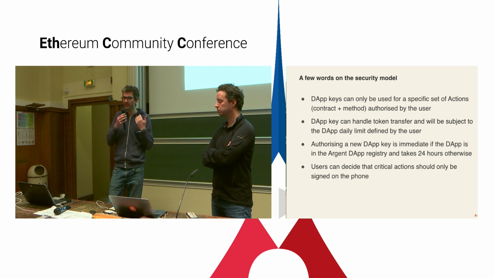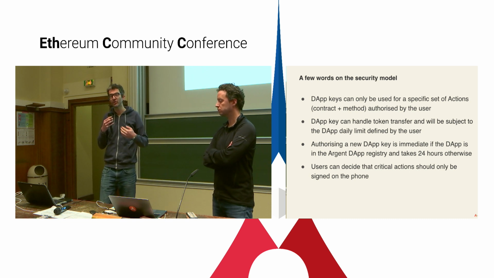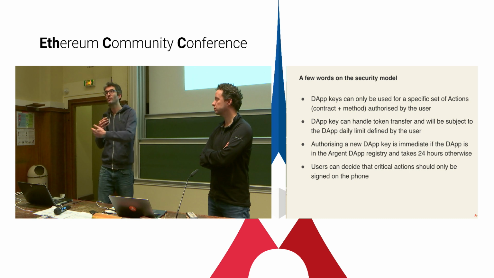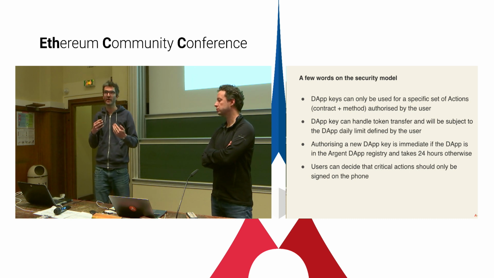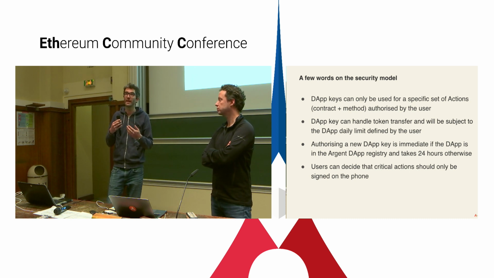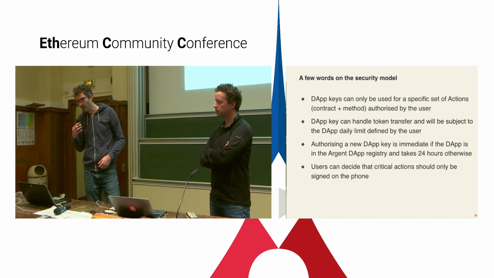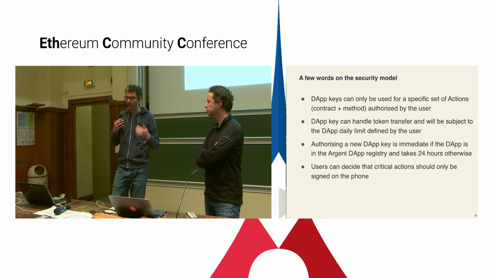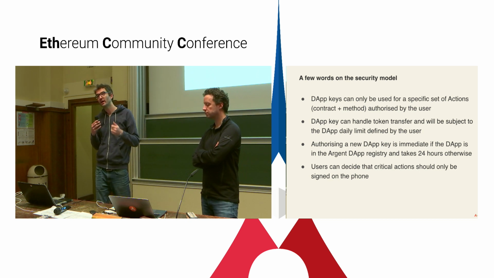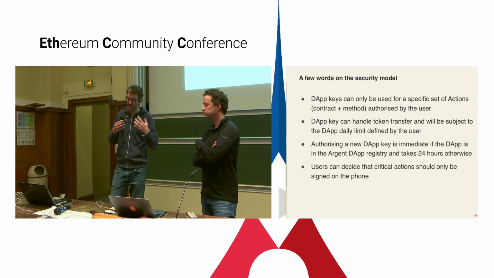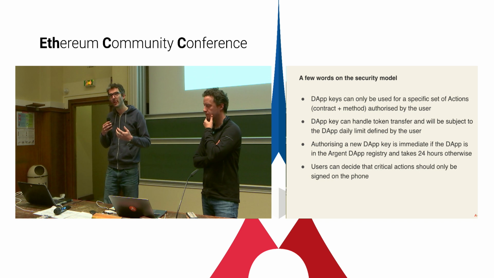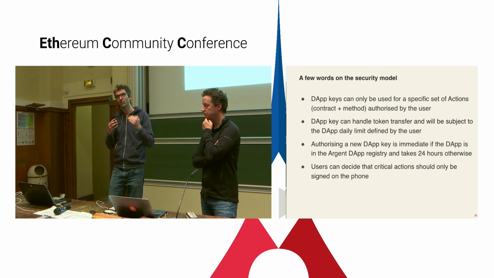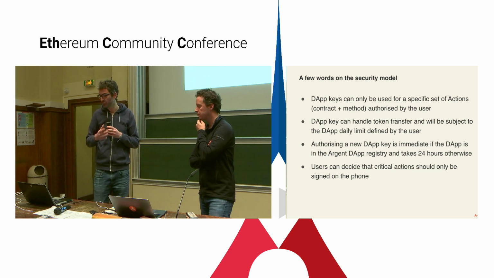So for the moment, we have this dApp registry, which is owned by Argent, but of course, we would love that to be a community effort, because we shouldn't be the one to decide what's a trusted dApp and what's not. And finally, this is what we showed with this toggle. Users can decide on the critical action that should only be approved on the phone. So for us, I think this is core to our model, that the choice should be in the user's hand. Of course, we have to inform them, but users should have the choice to define which level of confidence they have in a given dApp interaction.